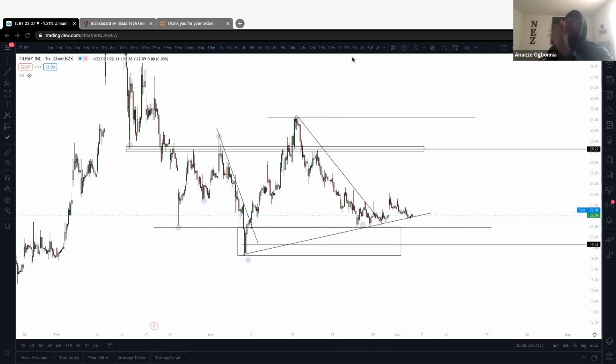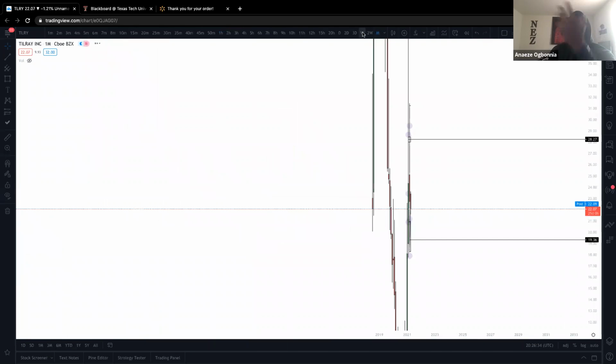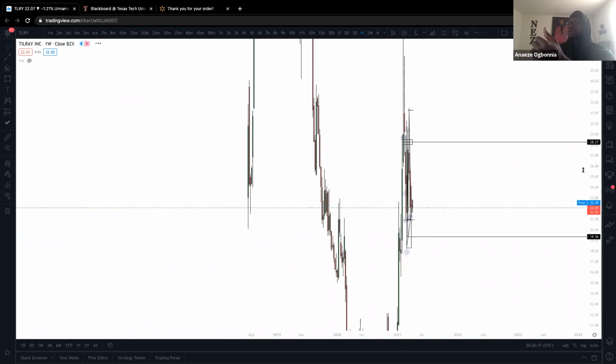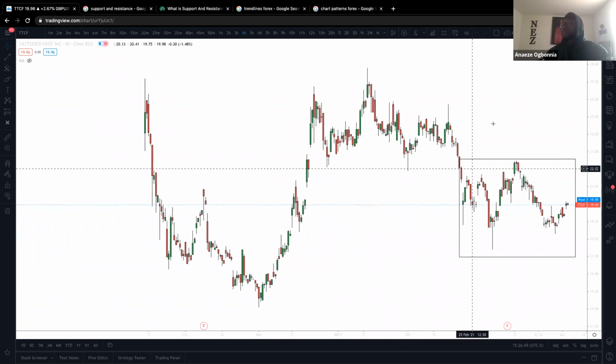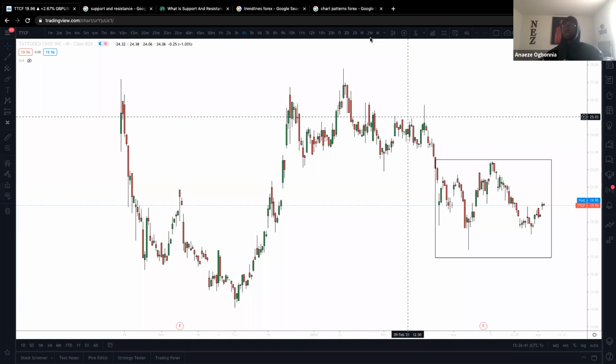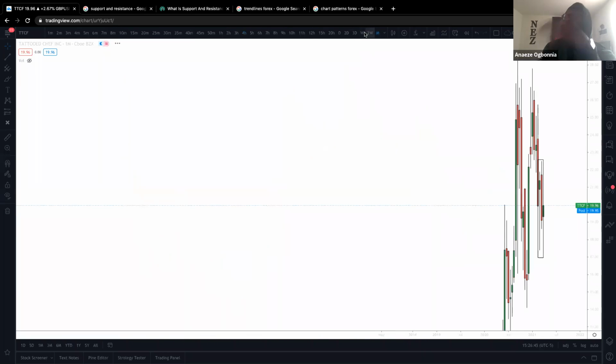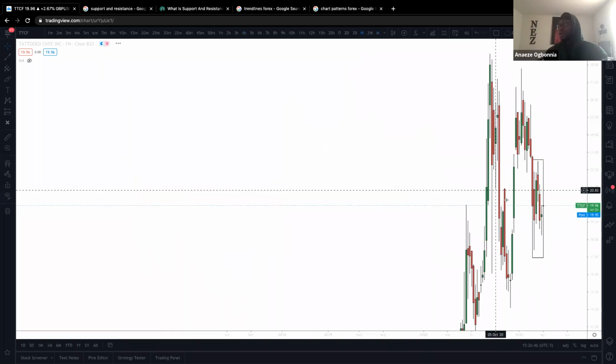Okay. So the monthly won't show you much. So basically, you always want to go down to the lower time frames. No, this is a different one. Yeah, so the monthly won't show you much. So what you want to do is go to the lower time frames. So you go to the weekly. The weekly won't.